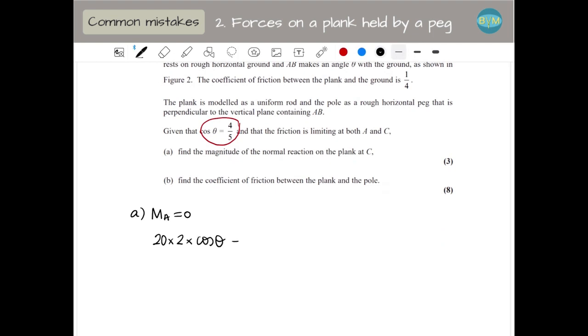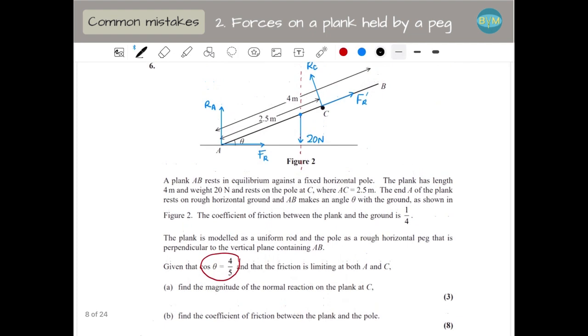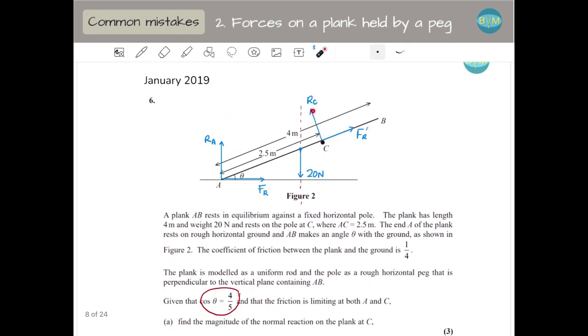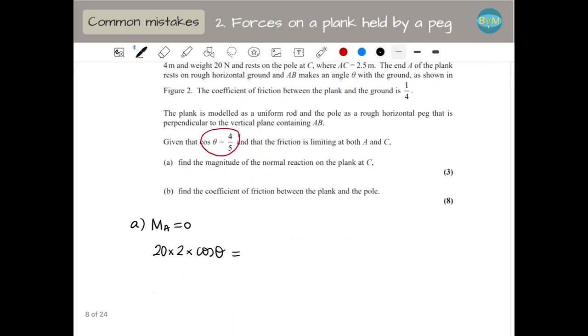This is going to be the same as the anti-clockwise moment, which is the one produced by RC. And RC times the perpendicular distance from A to RC is the 2.5 that they give us here. So it's RC times 2.5. Cos of theta is given, it's 4/5, and if I do that, I have that RC is 12.8 newtons. So this is the first question that they ask.